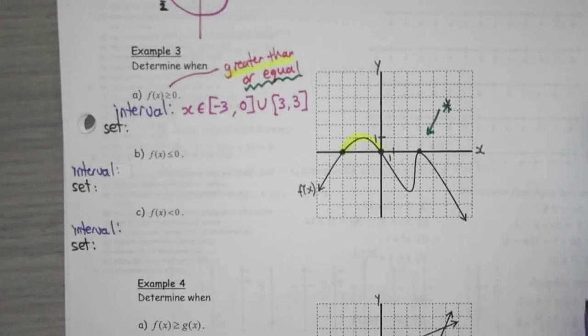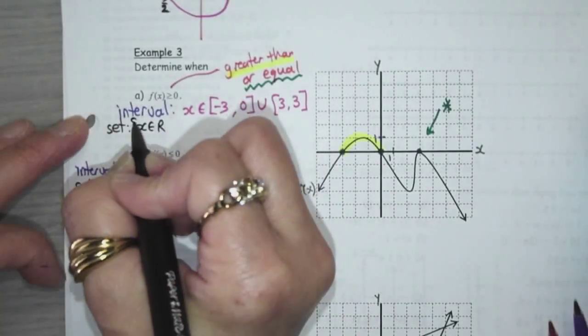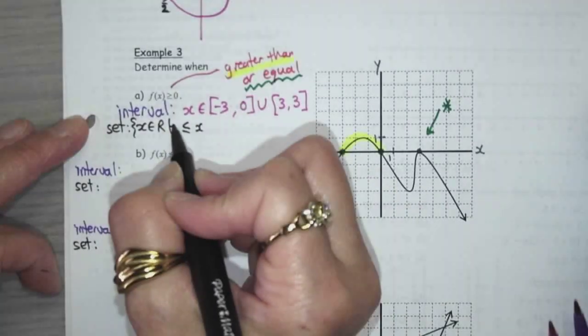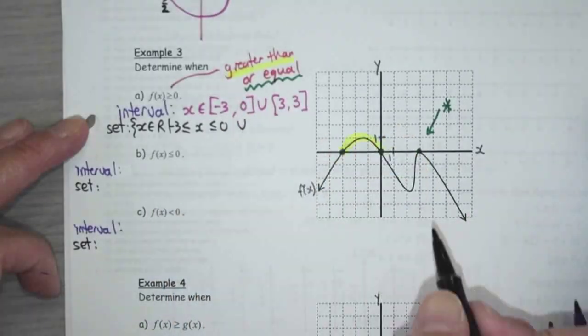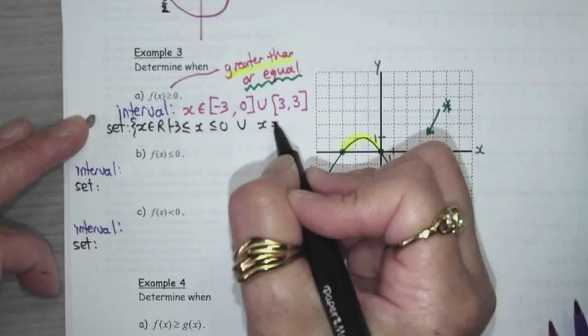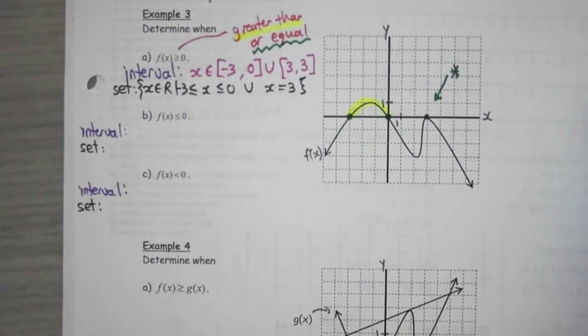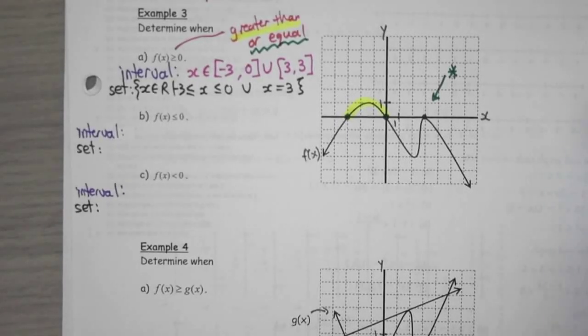Okay? Then for set, we're going to do x is an element of the reals, and it's going to go between, and here, x, so it's greater than or equal to -3, and then less than or equal to 0, or x equals 3, and you can do that with set notation. Okay, less than or equal.